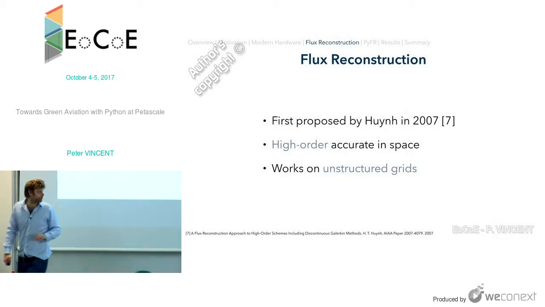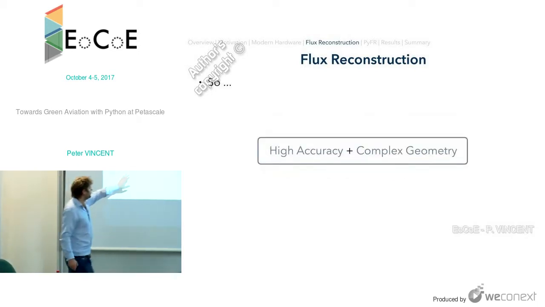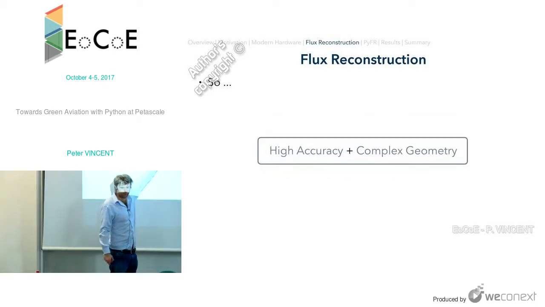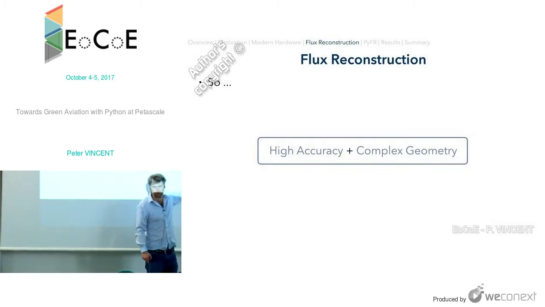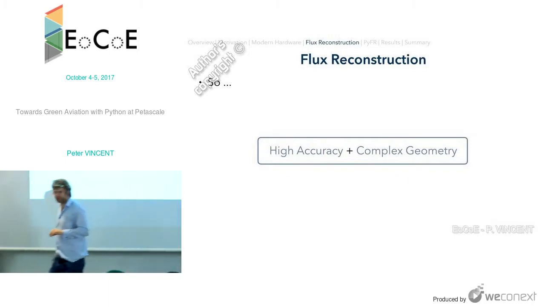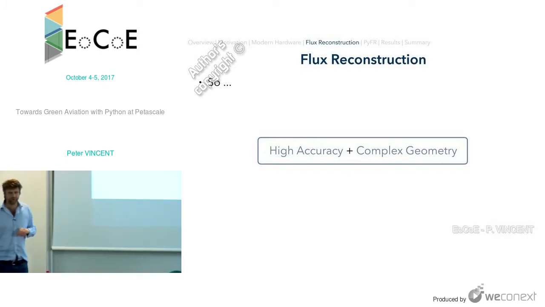So the high-order accuracy gives you an efficient route to the high accuracy that you need for the physics, and this gives you the ability to work around things like landing gear, etc., with the complex geometry, the unstructured grid part.